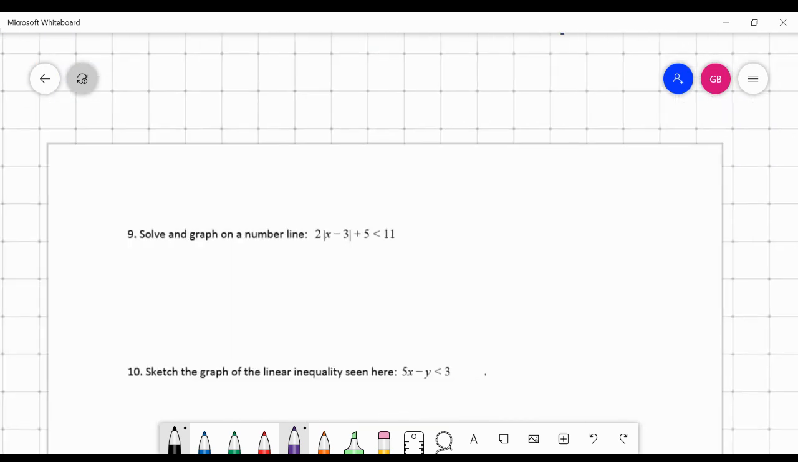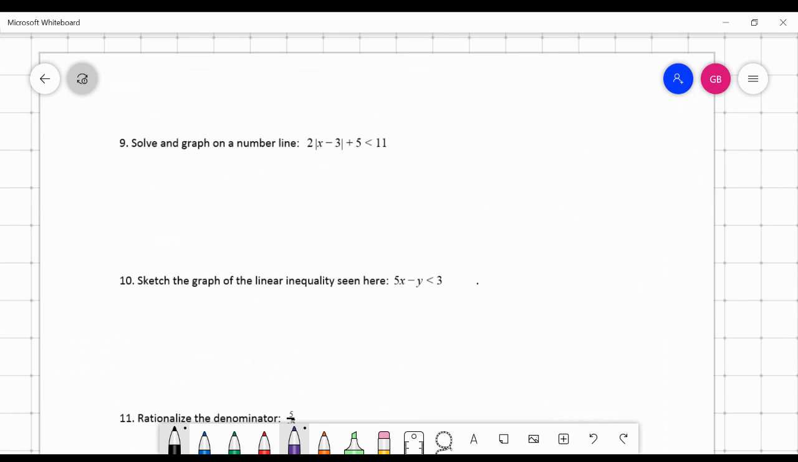Number 9, solve and graph on a number line. Okay. So first, we want to get the absolute value by itself. So we're going to subtract 5 from both sides. Then we're going to divide both sides by 2.